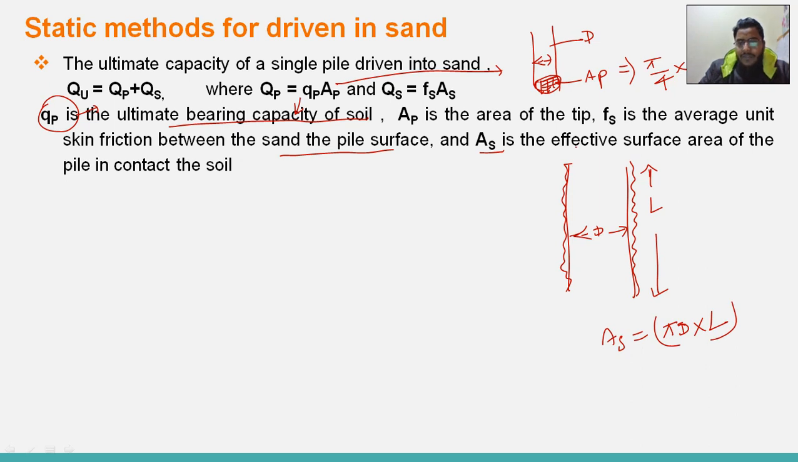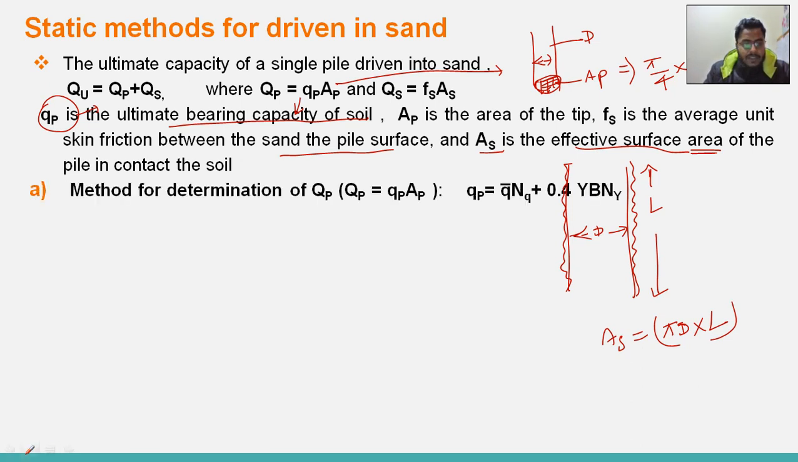So why is it written effective surface area? In some cases, as you will see in the coming slides also, the whole length of the pile is not participating to take the load, to share the load. In that case we have to deduct some amount of length, because that length of pile is not participating to share the load. That's why it is written effective surface area. We have to take the effective surface area.